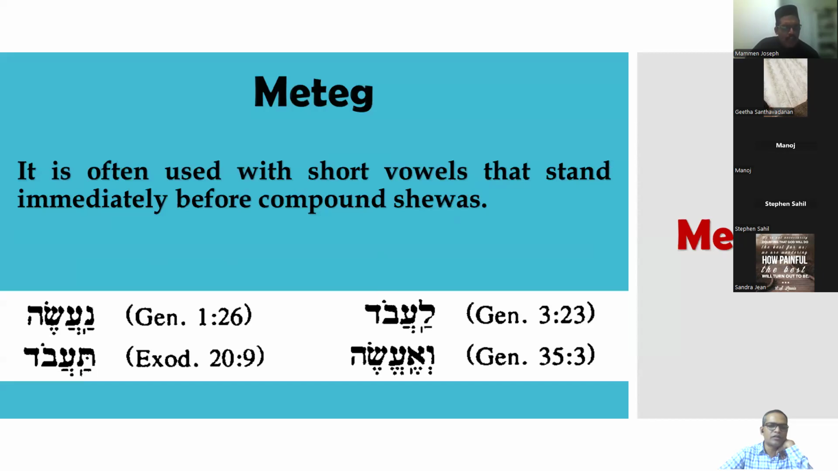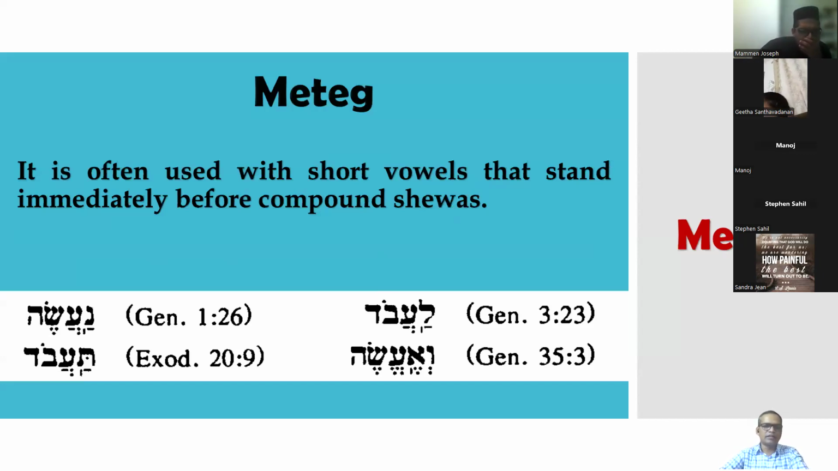Okay, you have pata, then ayin, which cannot be pronounced, but hatef pata is there. Then sin is there, followed by segol, and then the final letter is he. Na'ase. Okay, so in Na'ase, the first letter is carrying pata, and pata is carrying metek. So metek appears along with a short vowel immediately before the compound shiva.